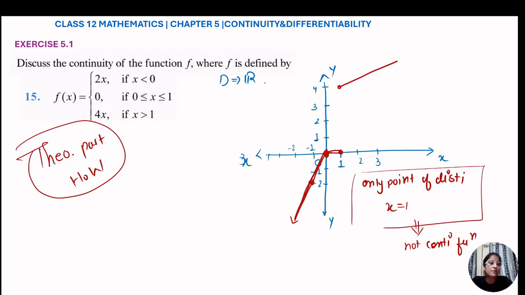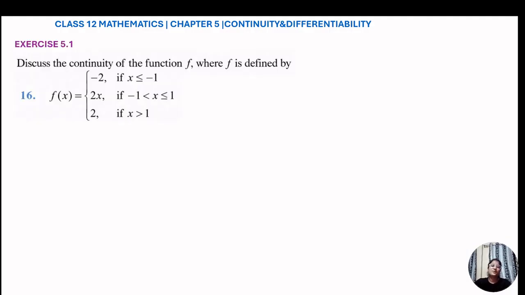Let's move ahead. I'm just giving you practice, just giving you an idea. Your job is to complete the whole part. So now let's move to question number 16. As you can see, in question 16 we have to do the same thing: check the continuity of the function. We are given a function defined as the constant function -2 for x less than or equal to -1, the constant function 2 for x greater than 1, and 2x in between -1 and 1. So what will we do? It's homework for you.